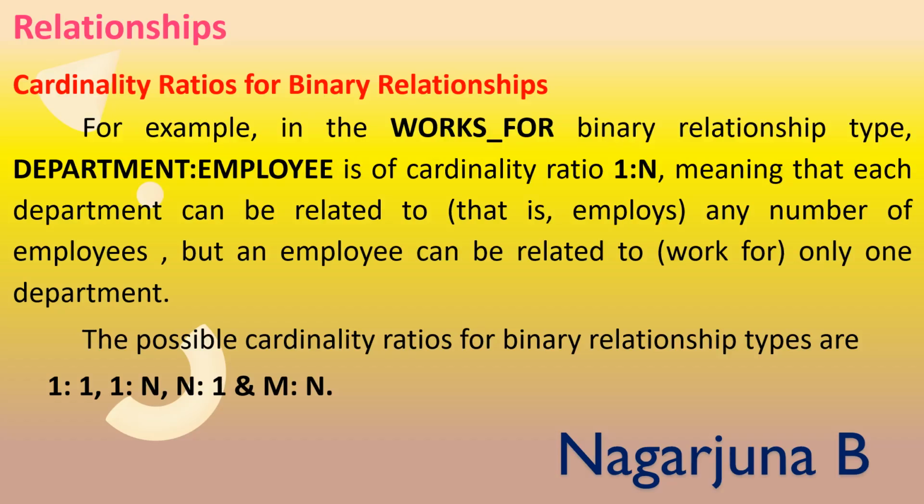The total kinds of possible cardinality ratios for binary relationship types are 1:1, 1:n, n:1 and m:n. The one we have just seen is 1:n.